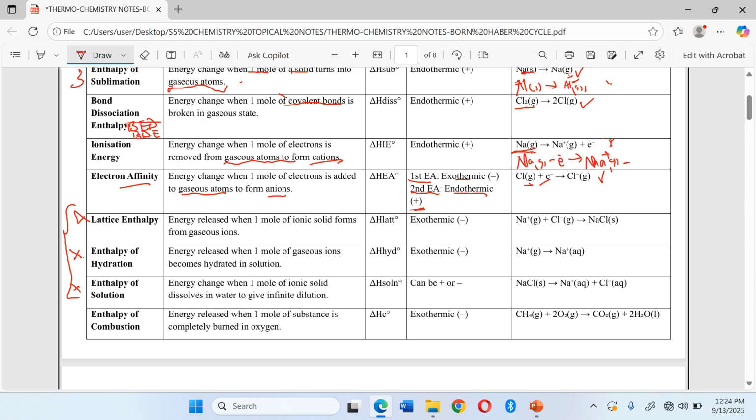Make sure you're paying much attention as we go through these three, and we see how they relate to one another. Now here we are saying that it is the energy released when 1 mole of ionic solid forms from gaseous ions. So this involves formation.